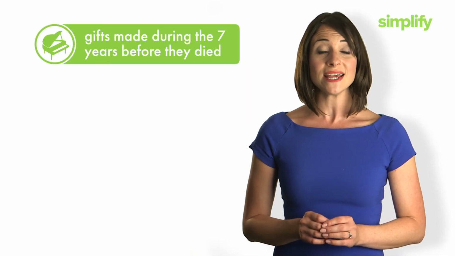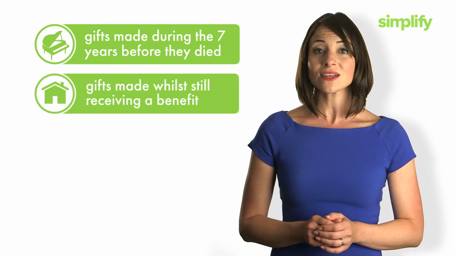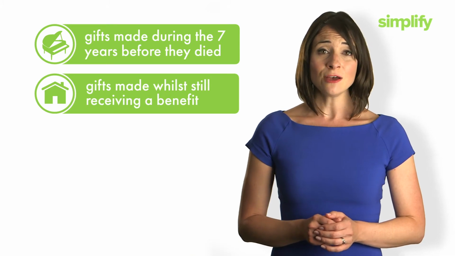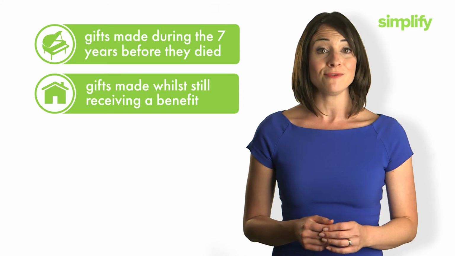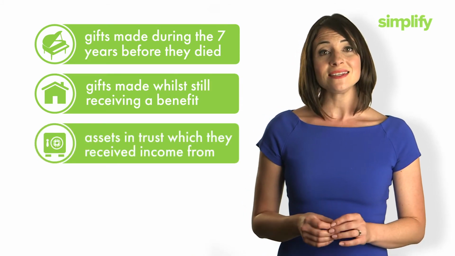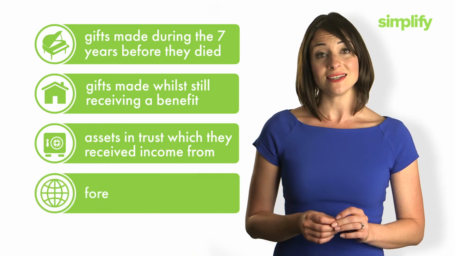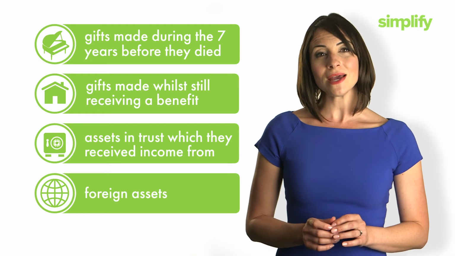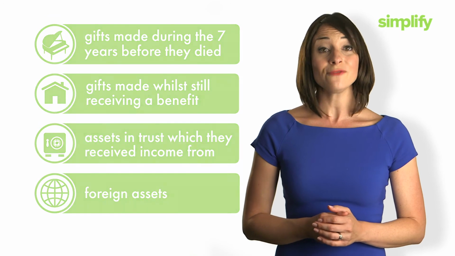Other things that need to be declared and can affect the IHT position include gifts made by the deceased during the 7 years before they died, gifts made any time when the deceased continued to receive a benefit, for example, if they gave away their house to their children but carried on living there rent-free, assets in trust which the deceased received income from, and foreign assets. In these situations, a more complicated IHT form is needed, so contact us for more information.